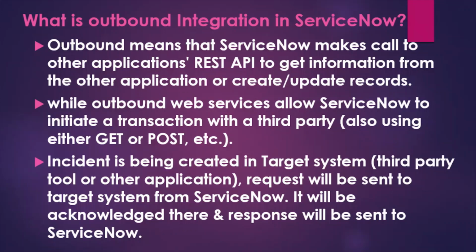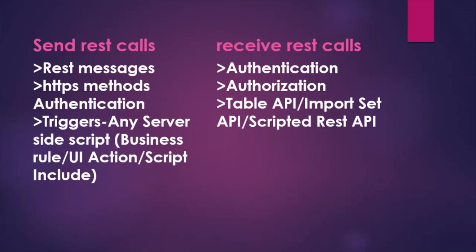So basically in outbound, what will happen? If I create an incident in the source system, that incident will be created in the target system as well. A request will be sent to the target system from ServiceNow, and that request will be acknowledged in the third-party tool, and we will get a response back to ServiceNow. So mainly in outbound, how a REST call will be sent and how a REST call will be received in the target system, we are going to understand here. To do this, we'll navigate to the instance.